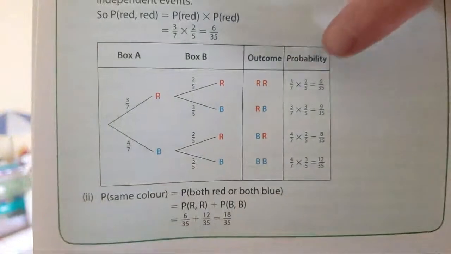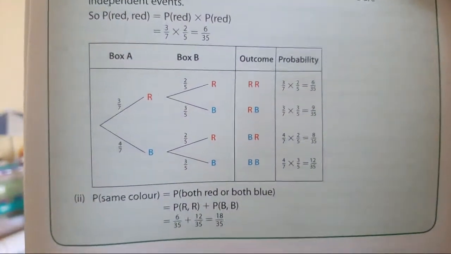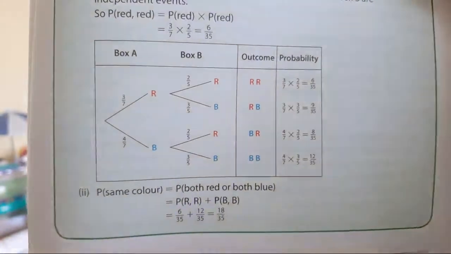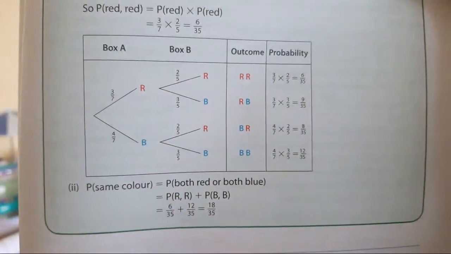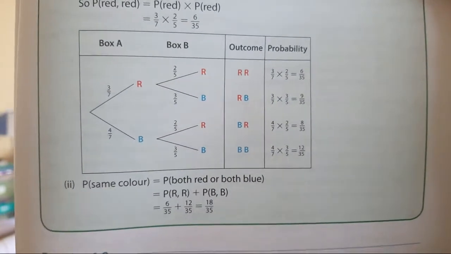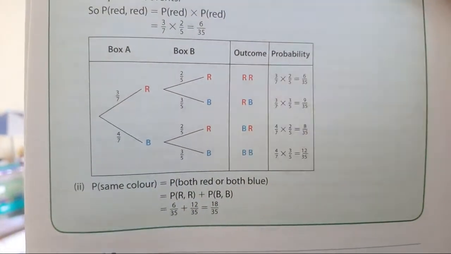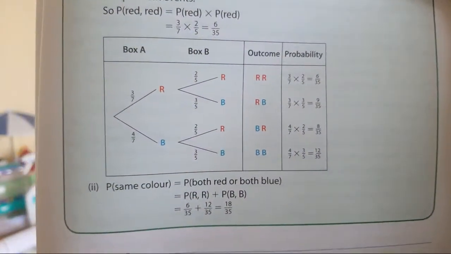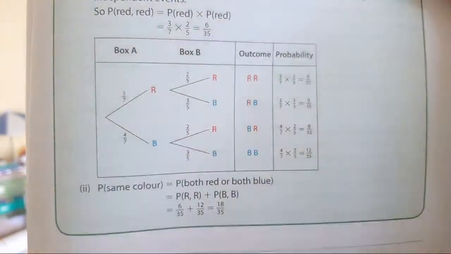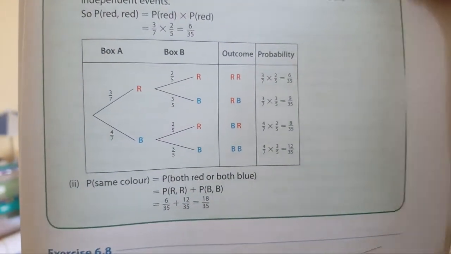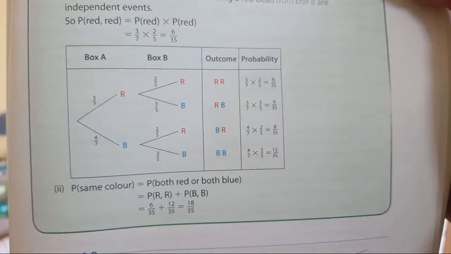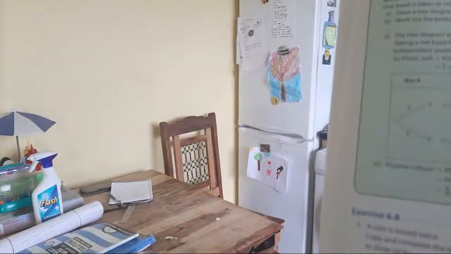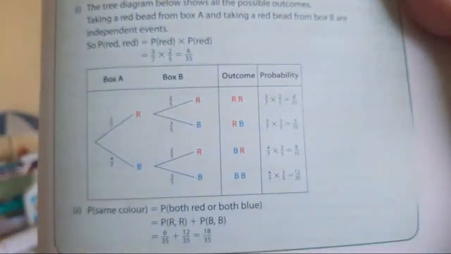And again, to get the probabilities, you multiply your probabilities together. If box A contains 3 red and 4 blue, then the probability of getting a red is 3 out of 7. So the probability of a red from box A and a red from box B is 3 out of 7 multiplied by 2 out of 5, which gives you 6 out of 35. It's similar to what we were doing: you do the 2 probabilities independently and multiply them together to get your total answer.